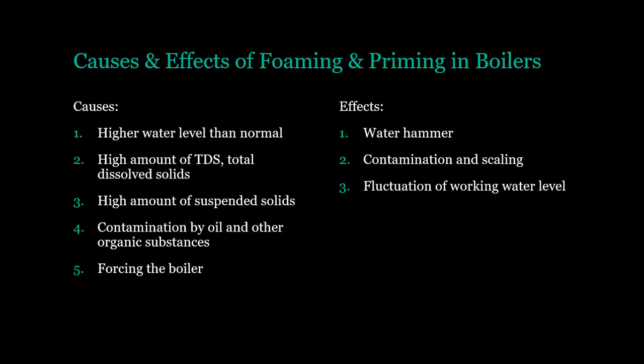Causes and effects of foaming and priming in boilers. Causes: higher water level than normal, high amount of TDS, total dissolved solids, high amount of suspended solids, contamination by oil and other organic substances, forcing the boiler. Effects: water hammer, contamination and scaling, fluctuation of working water level.